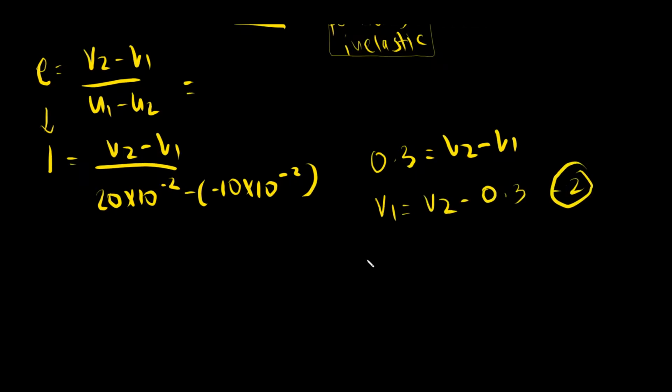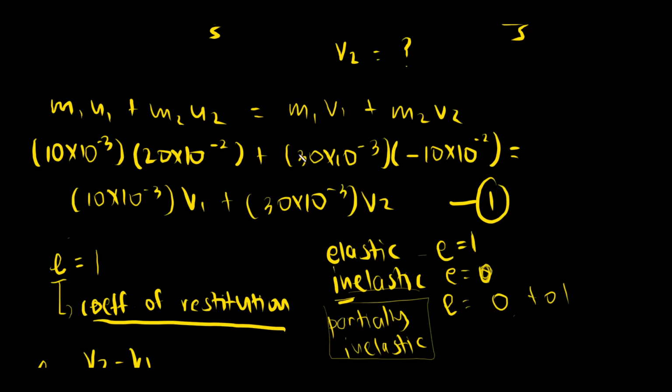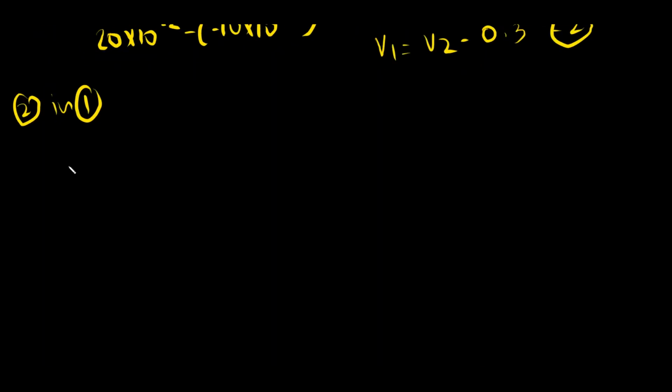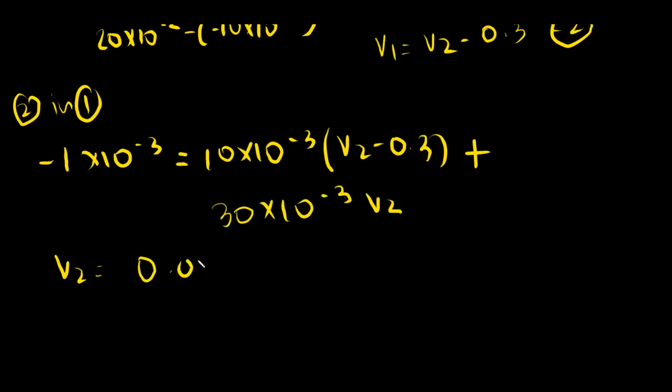Equation number 2. So insert equation number 2 in equation number 1. Simplify that part, and you get negative 1 times 10 raised to negative 3 equal to 10 times 10 raised to negative 3 times V2 minus 0.3 plus 30 times 10 raised to negative 3 V2. Okay, so one equation, one unknown. You can solve the value of V2. You have 0.05 meters per second. Answer.